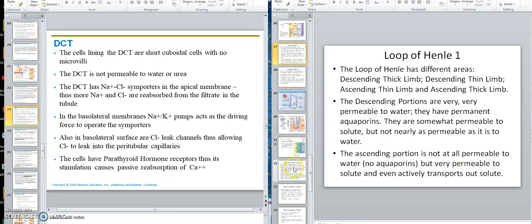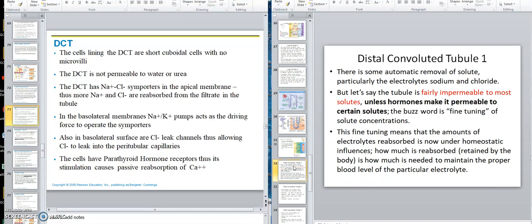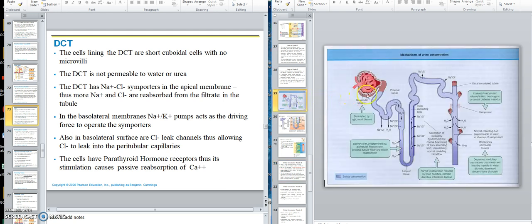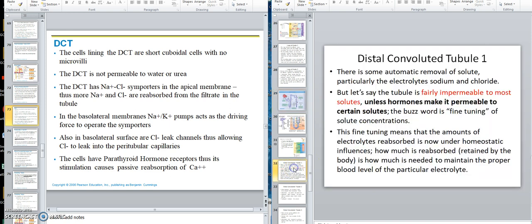All right, that's the loop of Henle. All right, the distal convoluted tubule. Let's look at what I have here. There is some automatic removal of solute, particularly the electrolytes sodium and chloride. So there is some automatic removal of solute in the distal convoluted tubule. Okay, let's go back. But let's say the tubule is fairly impermeable to most solutes, unless hormones make it permeable to these certain solutes. The buzzword I'm going to say is fine-tuning of solute concentrations.